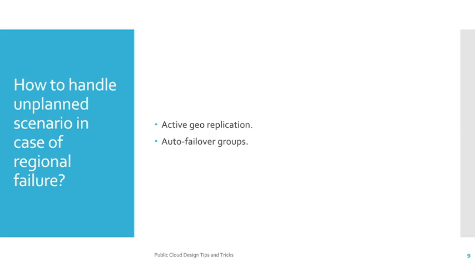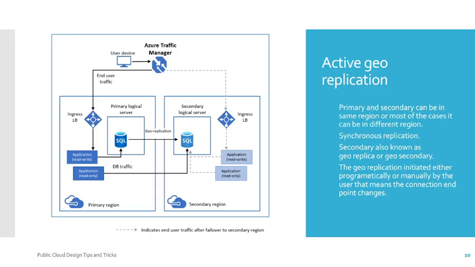The first one is active geo-replication. You can think about this scenario. This diagram I have taken from the Microsoft document. There is a primary region and there will be a secondary region. That means you are going to create an application. In this case, you have an ingress load balancer. You have an application which is doing some operation over this database, known as the primary logical server, where you create a database and do some read and write operations.